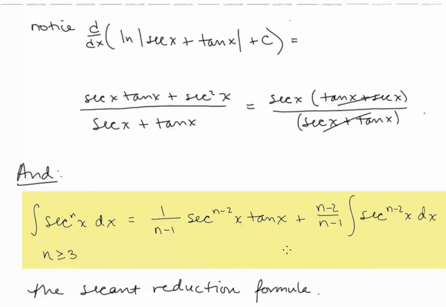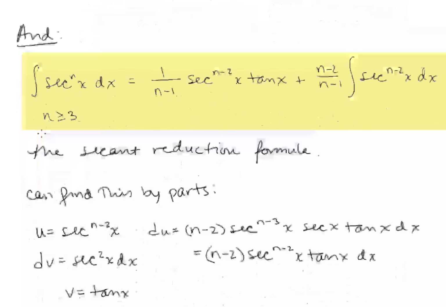We'll also need the secant reduction formula, which allows us to reduce the power of the secant x that we're trying to integrate. So if we had a secant x to the third power here, we could use this formula, and then we have to take the integral of secant x to the first power. If we start with n equals 3, then here we're going to have secant x to the first, and that we know how to integrate.